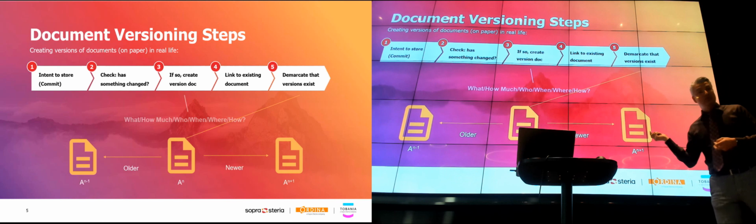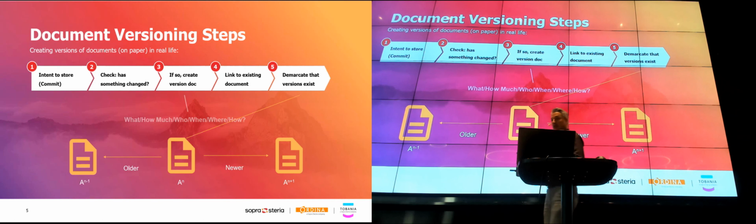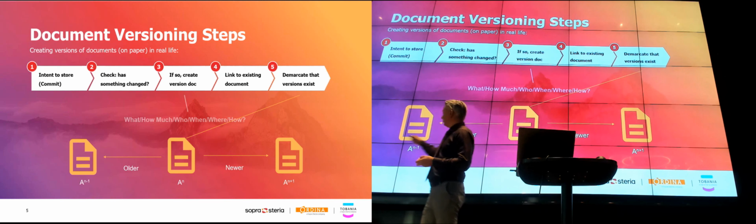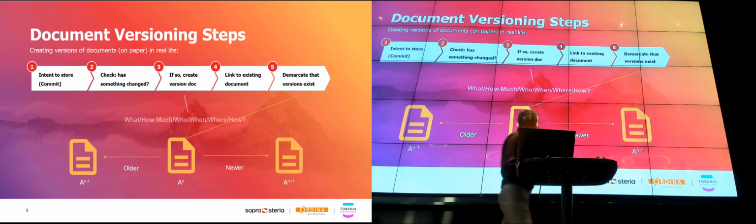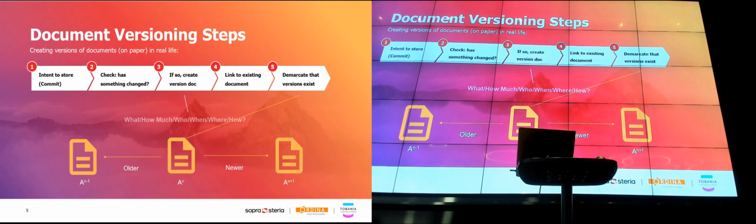And that's when we get the chain model. So in the center, you see your document as is, at the N, and then the older version would be the N-1 version, and the newer version would be the N+1 version. Okay.